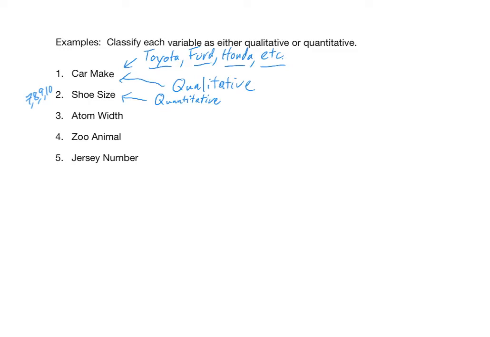How about atom width? The width of an atom is a measurement of length. Of course, they're really small numbers. Any measurement of length is quantitative. How about zoo animals? Well, different types of zoo animals, cheetah, tiger, lion. Those are all examples of qualitative data.